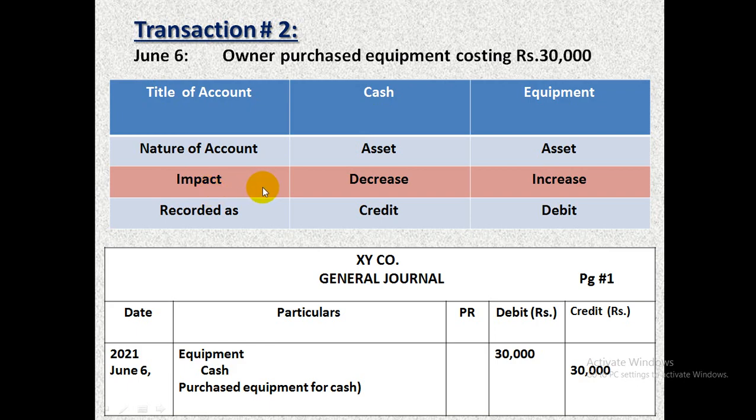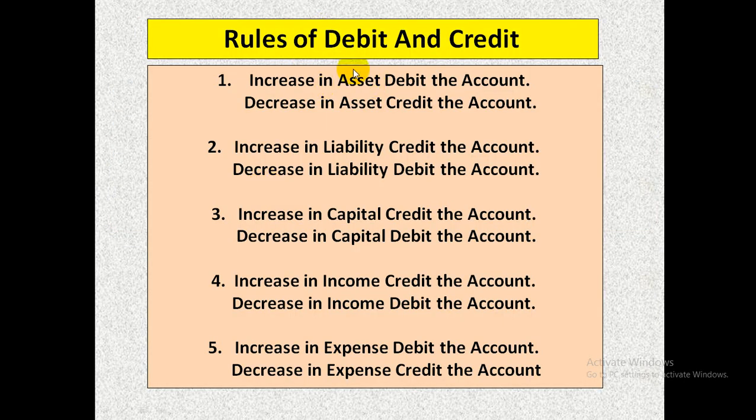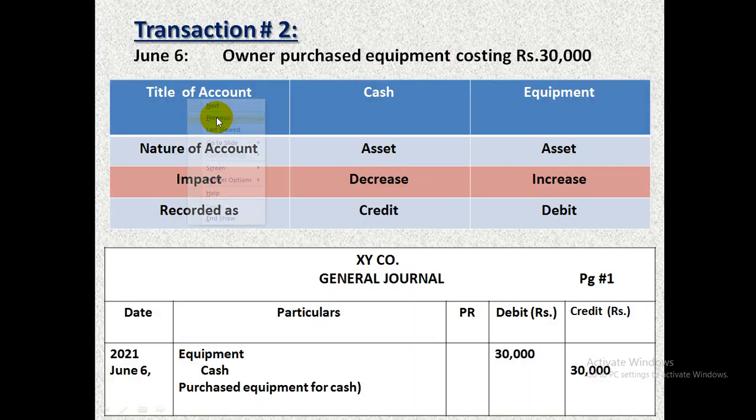Let's see its impact on journal according to rules of debit and credit. Increase in asset debit the account, but here the asset is decreasing, therefore it will credit the account. One asset is increasing and the other asset is decreasing. The asset which is decreasing according to rule will be recorded in the credit side. The asset which is increasing according to rule will be recorded in the debit side.